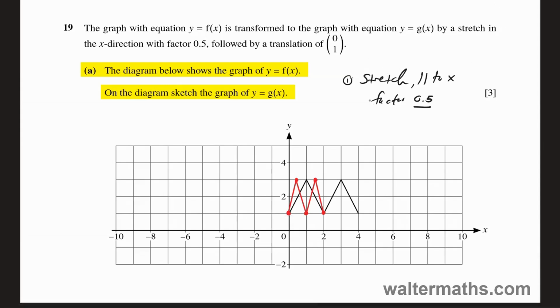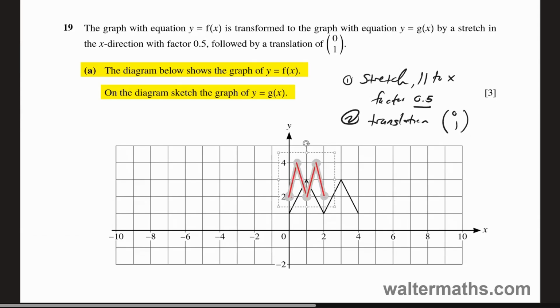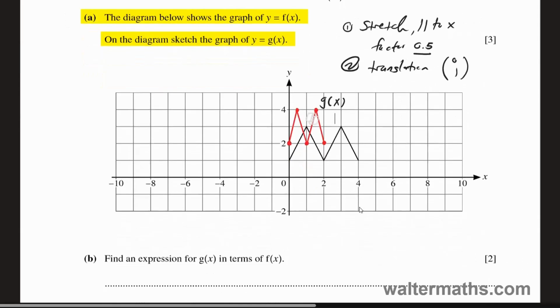And then it undergoes the second transformation, which is a translation by (0, 1), which means this graph is going to shift upwards by 1 unit, like this. So what we now have is g of x, this new graph in red. And that's basically how we do it right here.